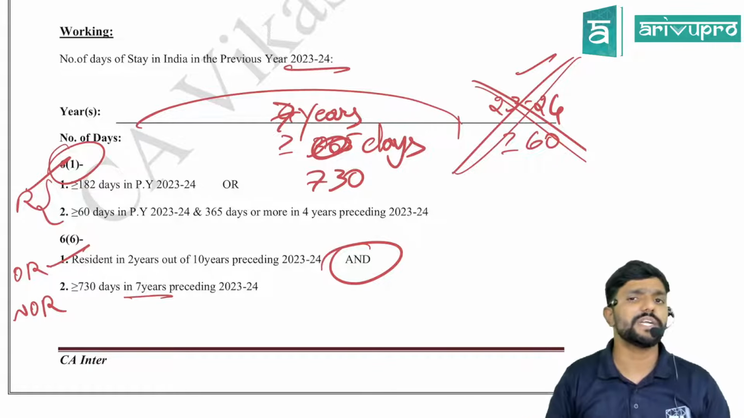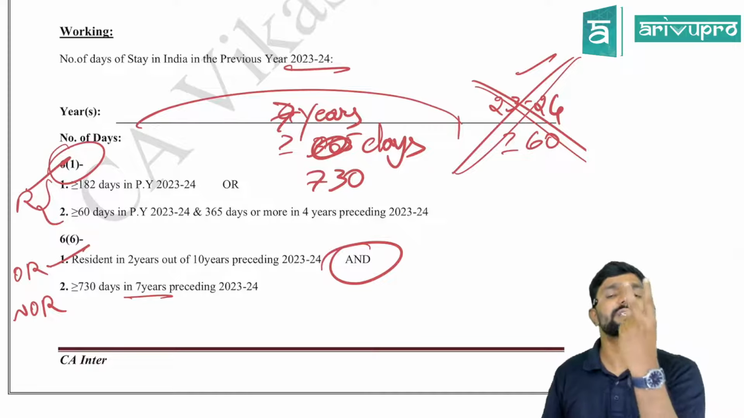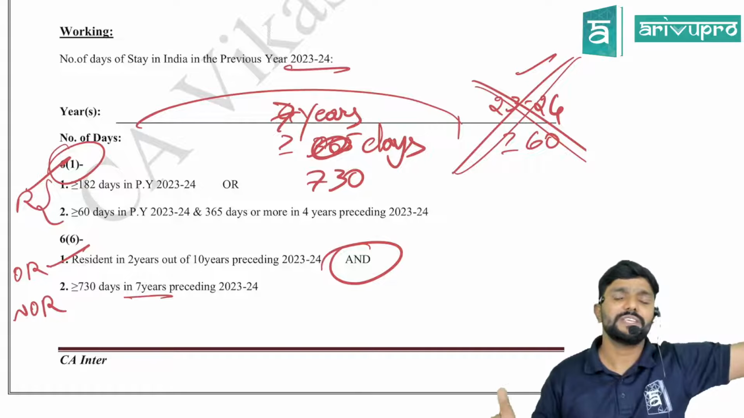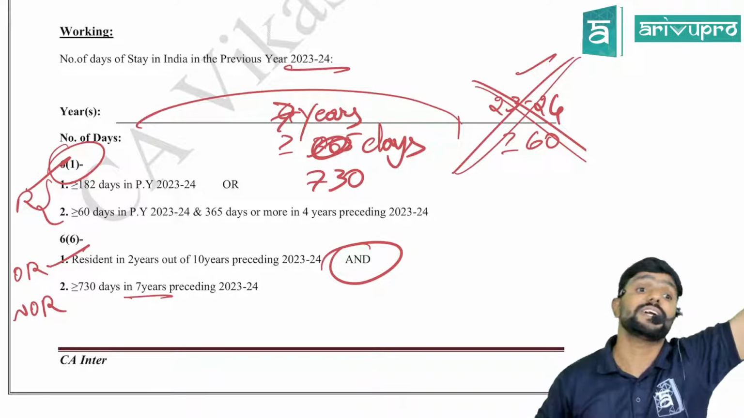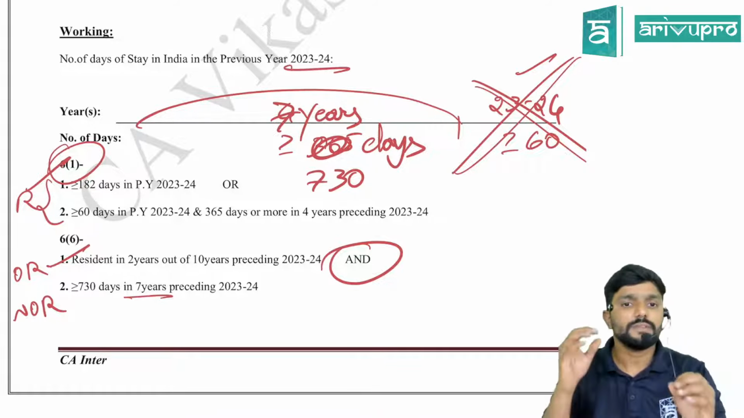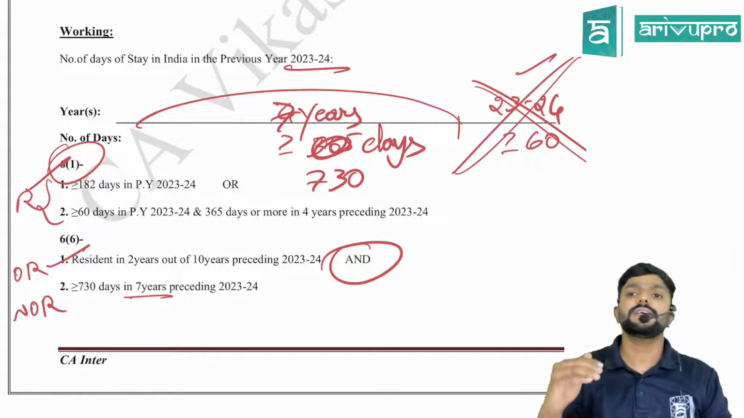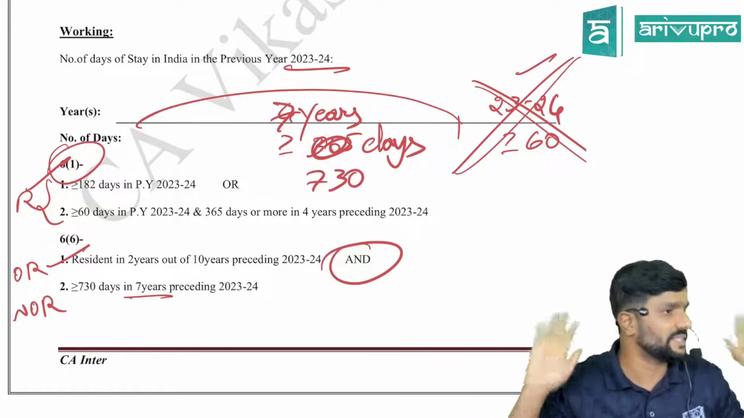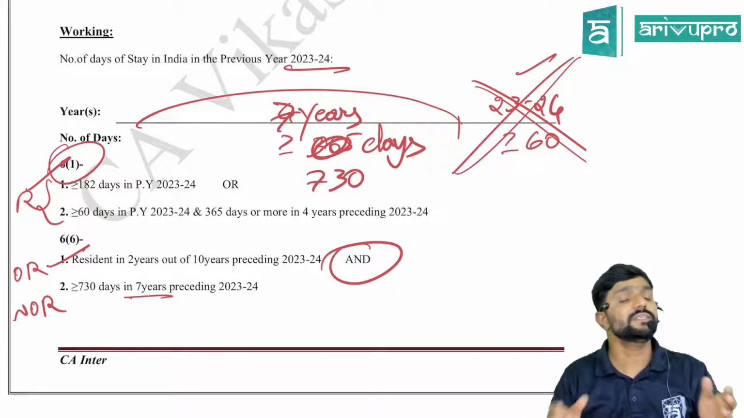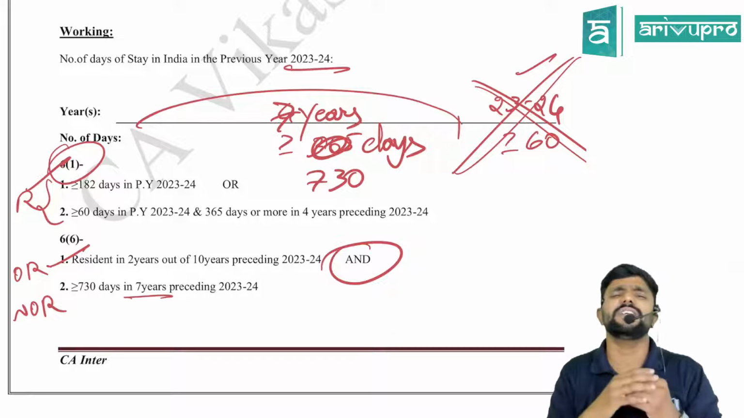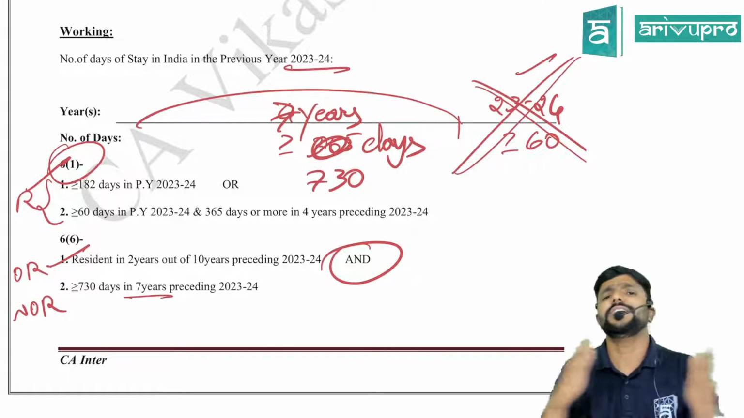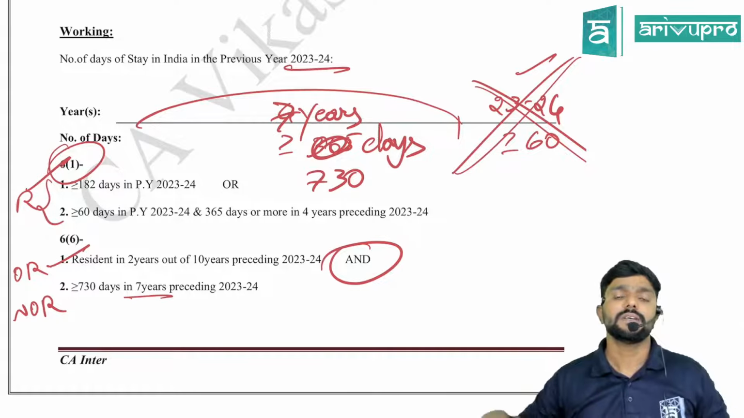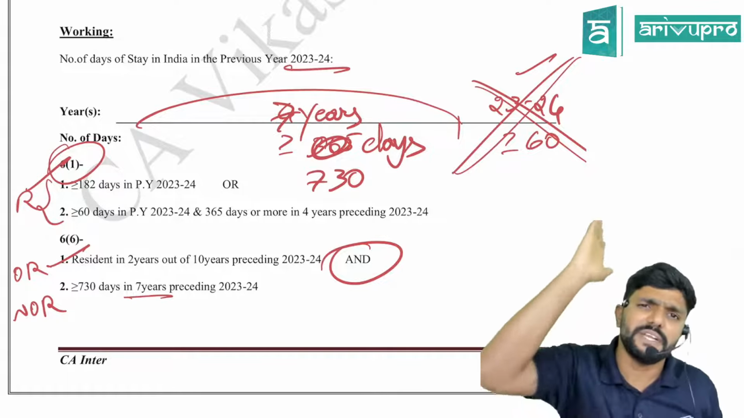Sir, what are those 2 conditions? An individual should be resident for at least 2 years out of the last 10 years, for which we have to again refer back to 6.1 for that year. Then the second condition is 730 days or more during the 7 years preceding the previous year. Sir, should that 730 be continuous? No. Wherever days are there, it need not be continuous, guys. All 7 years put together, it is 730 days. Sir, what if I was in India for 2 complete years?